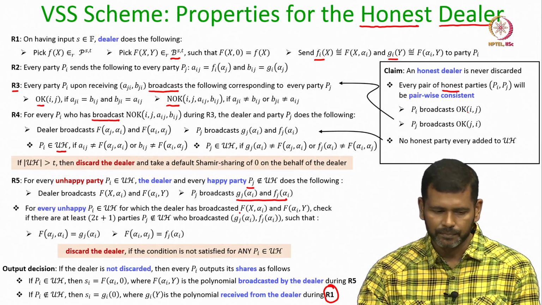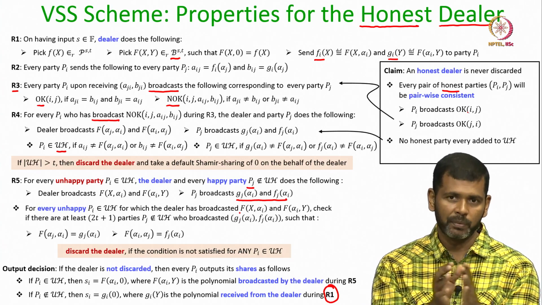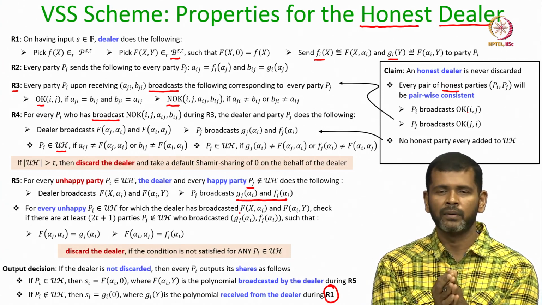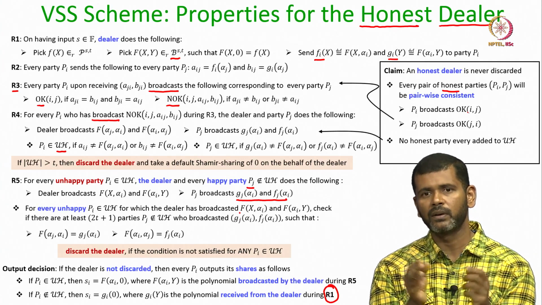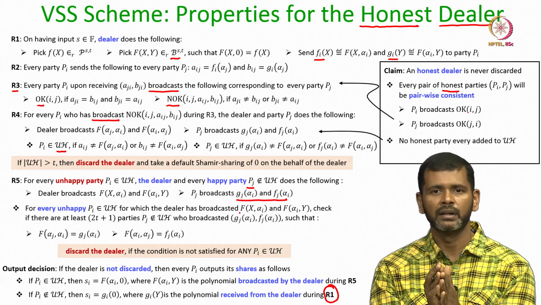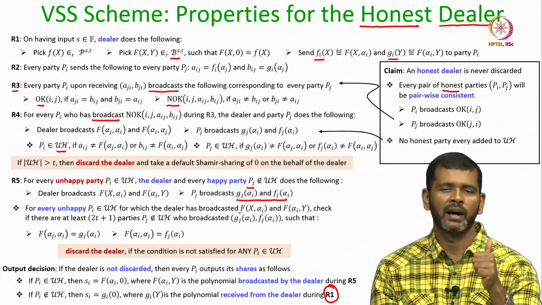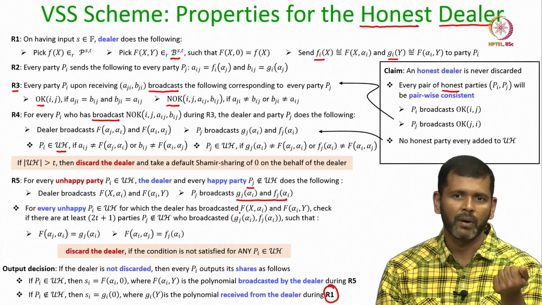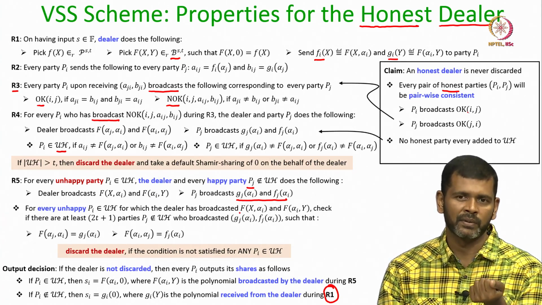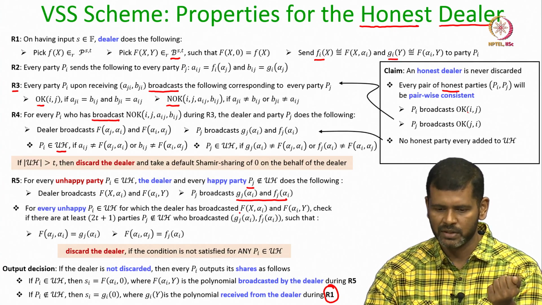As a result, there will be no dispute between any pair of honest Pi and Pj. That means, if at all there is a dispute between i and j, then it is either because Pi is corrupt or Pj is corrupt, at least one of them is corrupt, assuming that the dealer is honest.